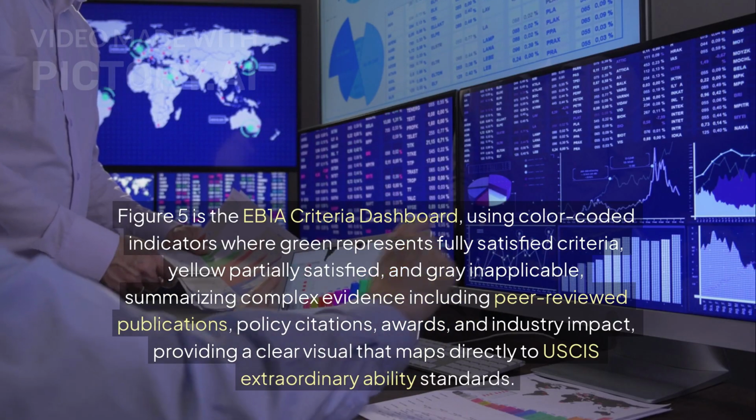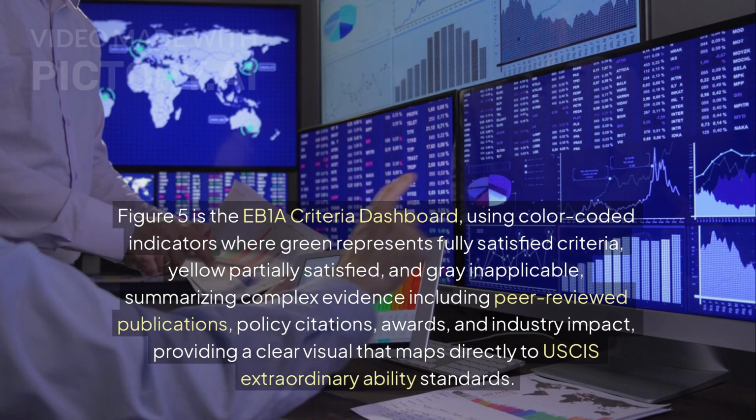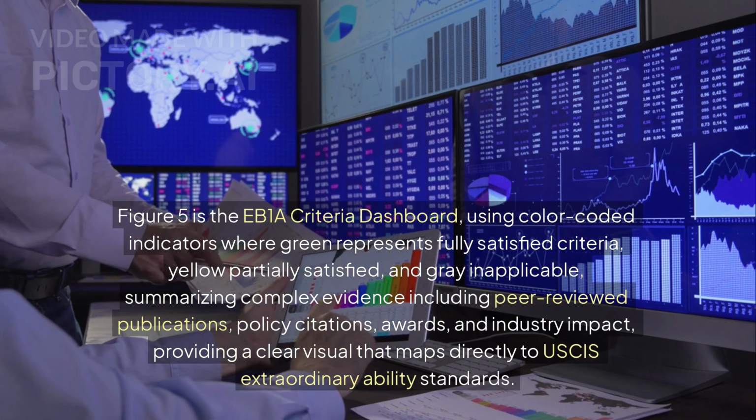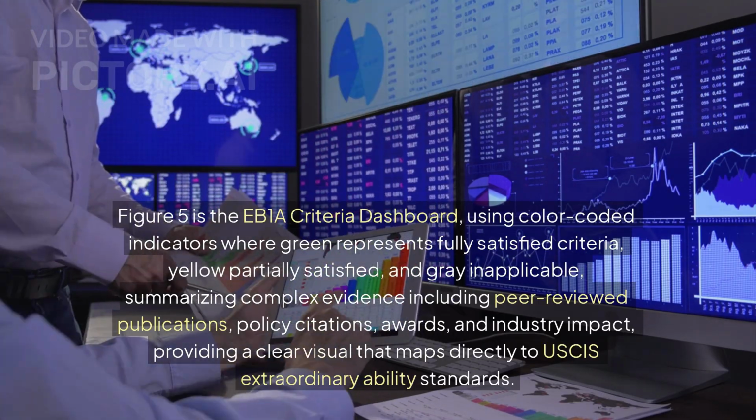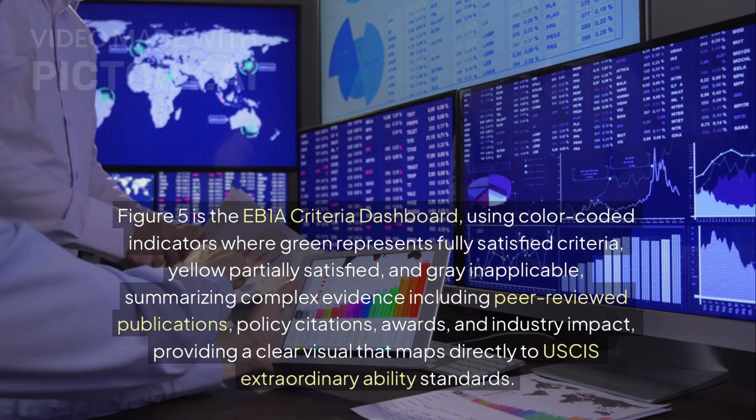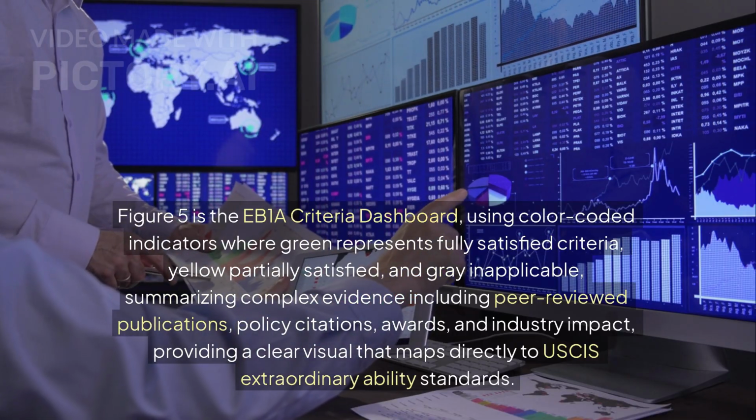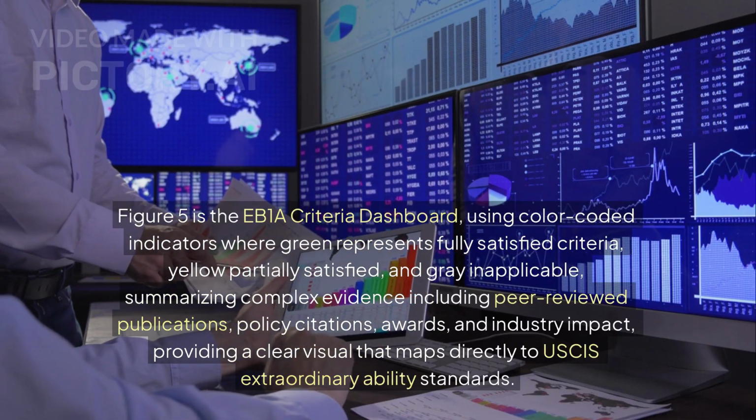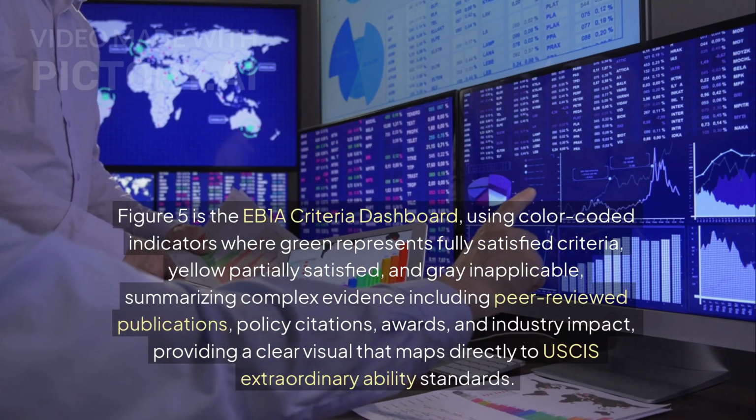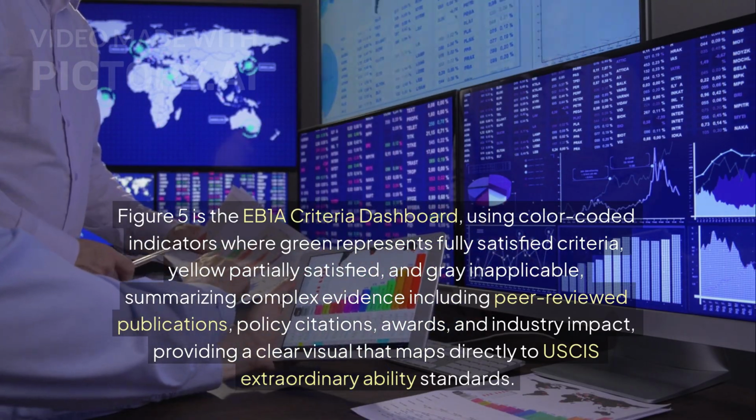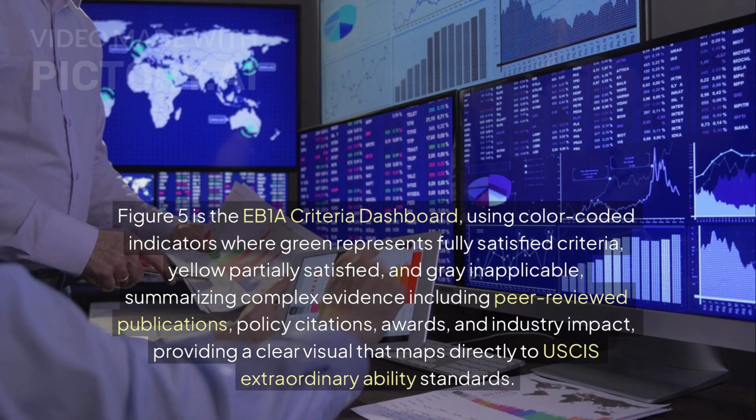Figure 5 is the EB1A criteria dashboard, using color-coded indicators where green represents fully satisfied criteria, yellow partially satisfied, and gray inapplicable, summarizing complex evidence including peer-reviewed publications, policy citations, awards, and industry impact, providing a clear visual that maps directly to USCIS extraordinary ability standards.